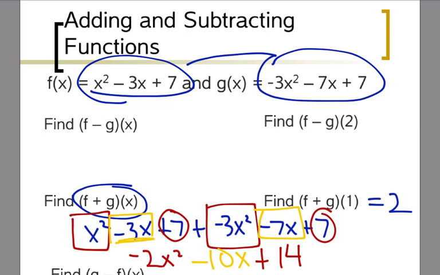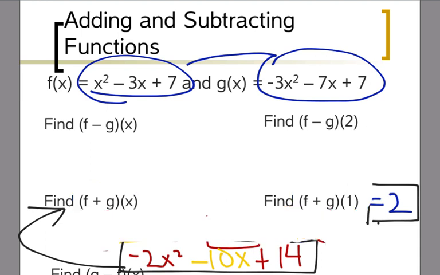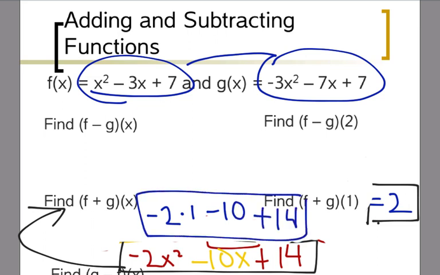Okay? Now, that's the answer for f plus g. If I did that problem first, then for the second problem I would just plug in 1 there. So let me back up and say, this is my answer for this problem. But if I had not done that problem yet, I'm going to get my answer of 2 if I plug in a 1 to this solution that I'm getting right here. So let me erase a little bit. So you can see, I have my negative 2, I times it by my 1 squared, which is just 1, minus my 10 times 1, which is just 10, and plus 14. And if I work that out, that still gives me 2.